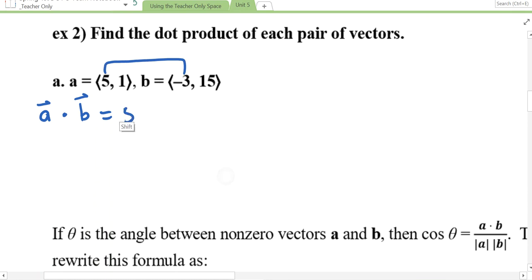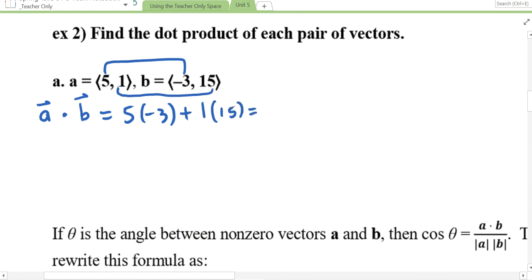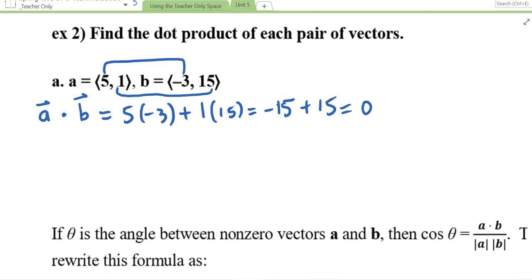So it's 5 times negative 3. That's x1 times x2. And then we're going to multiply the y's, and we're going to add that to it. So then we have 1 times 15. Well, that ends up being negative 15 plus 15, which equals 0. And here in a little bit, I'm going to show you why that's important. When you're doing dot products for physics, engineering, and mathematics, that's important.